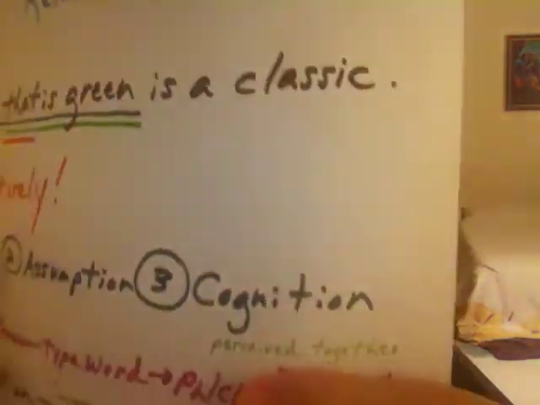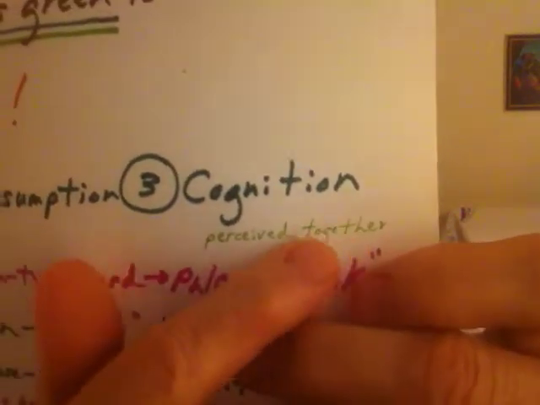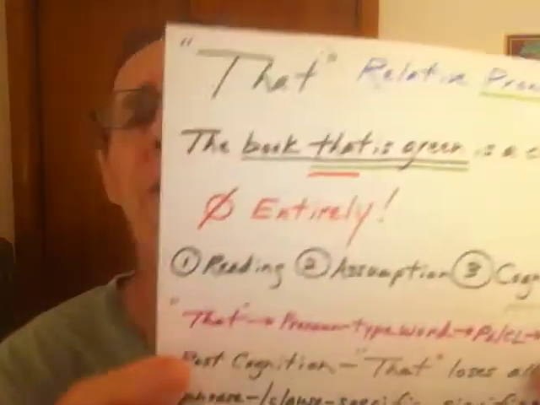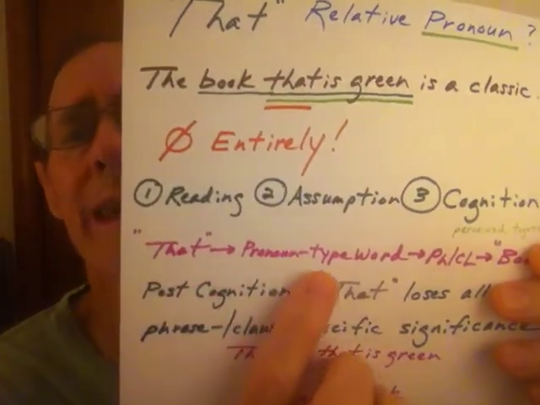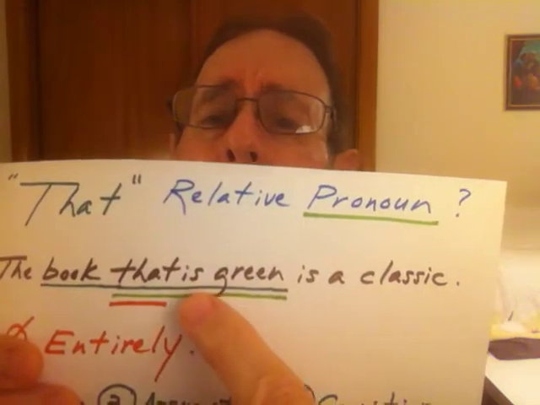You're reading. You make assumptions in the mind. Then you have cognition. In other words, the words are perceived together, and they're understood, at least enough to get by. So you say, okay, well, the word that, it's a pronoun type word, all right? It's followed, in this case, by a verb phrase. Sometimes it's followed by an entire clause, all right? But it's referring to, it's relative to the book, all right?